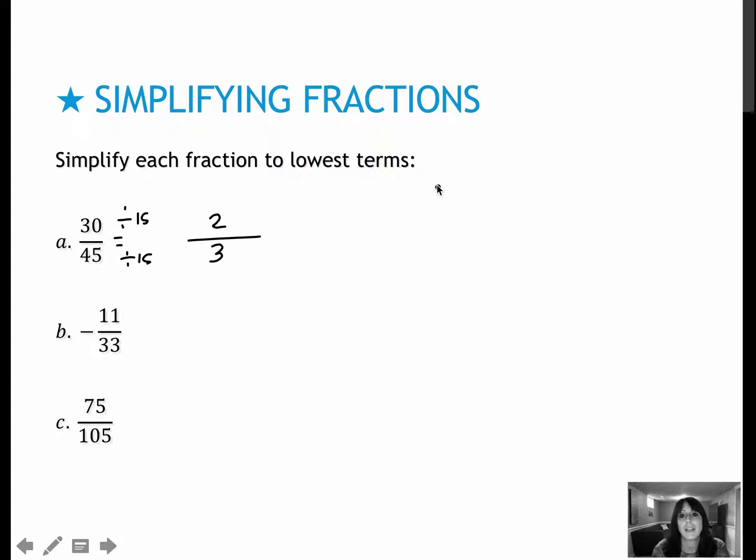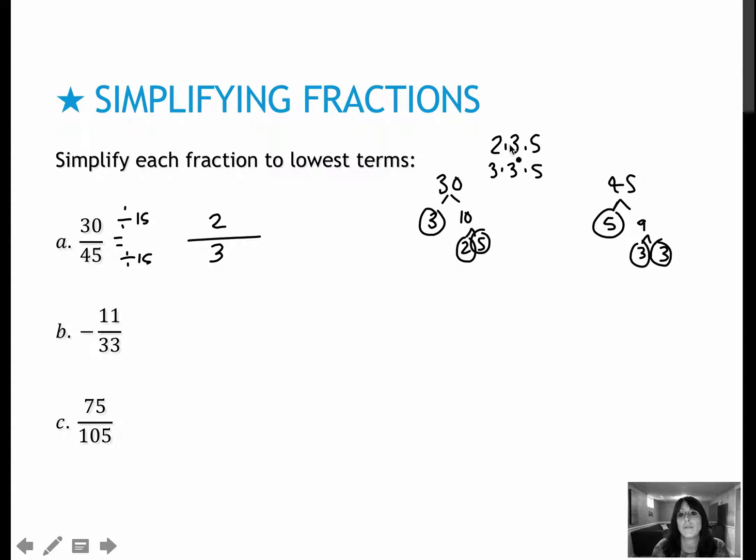If you need help finding that 15, remember all I'm doing is making a factor tree. 3 times 10, 10 is 2 times 5. So 30 would be 2 times 3 times 5. And 45 would be 5 times 9, which is 3 times 3. So 3 times 3 times 5, and anything that has a matching pair is going to become part of our GCF, which would be 3 times 5 or 15. So any of the methods that we talked about are just fine to use here. Either way, no matter what, you get 2/3.